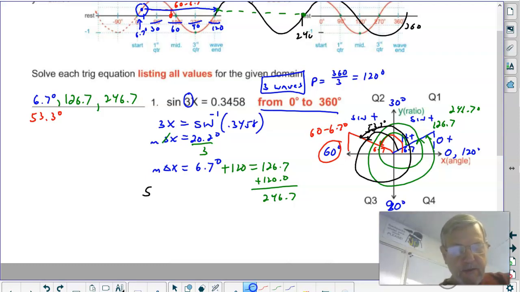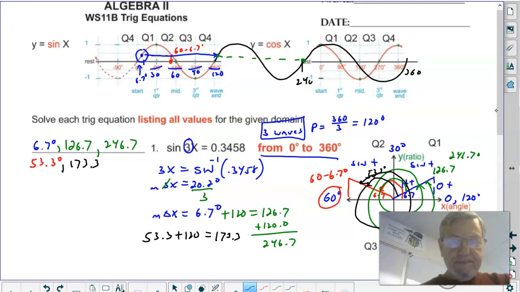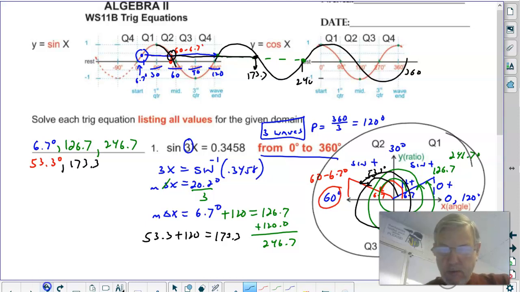So again, you're going to take your 53.3 and you're going to add 120 to it for 173.3. Okay, so that's our second, 173.3. Let me show that to you radially. So we were here. Notice how we're on the downside of the curve? So let's go to the downside of the curve right there. And that's where that 173.3 is.